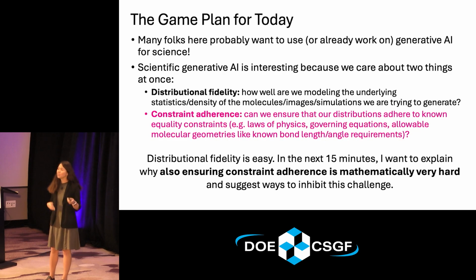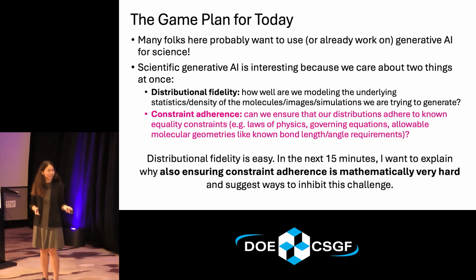The first bullet point, if generative AI researchers will forgive me, is pretty easy. We've put a lot of work into this over the last several years. But in the next 15 minutes, I want to explain and develop some intuition for why the second bullet point is so hard and suggest some ways to inhibit this challenge.